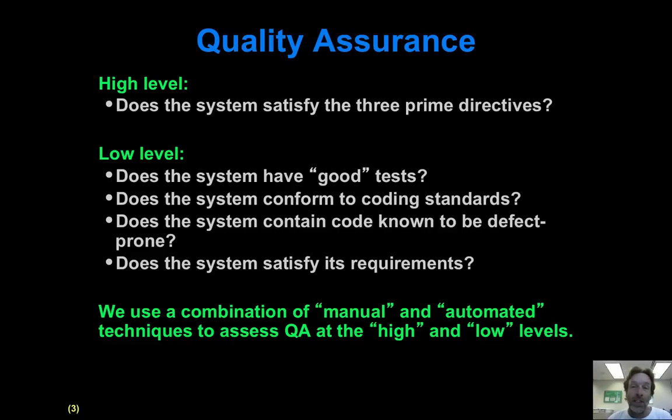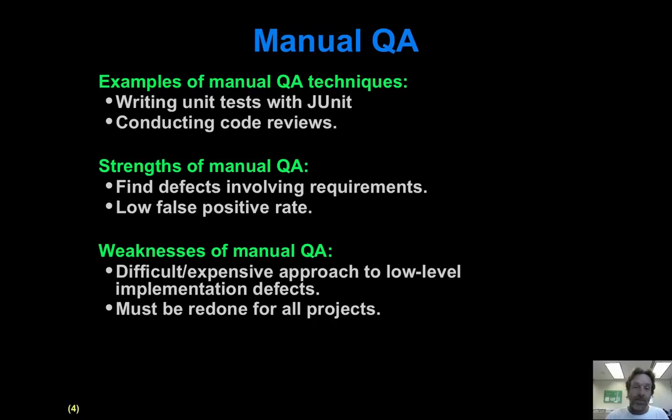The way we're going to do quality assurance in general is through basically two kinds of things: manual quality assurance and automated quality assurance. When I talk about manual quality assurance, I'm basically talking about two things. One is testing and the other is code review. Okay? And manual quality assurance is essential. You've got to do it if you want your system to be of any reasonable quality.